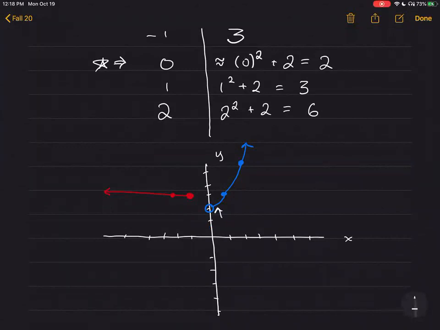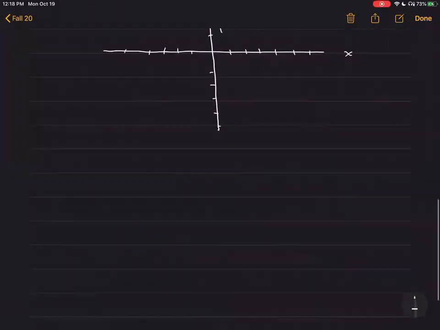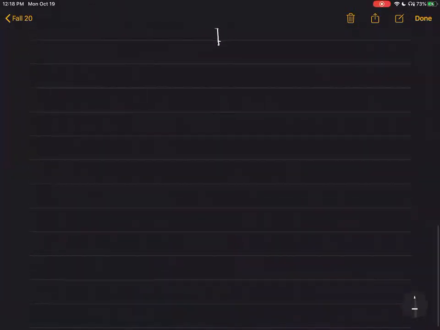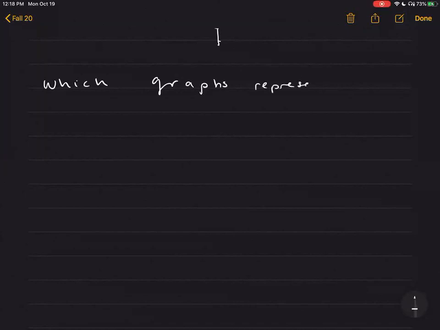Okay, cool. So graphing piecewise functions isn't actually that bad at all. So we're going to move on to a different kind of skill. What if we start with a graph? How do we know that that graph represents a function? So our question is, which graphs represent functions?